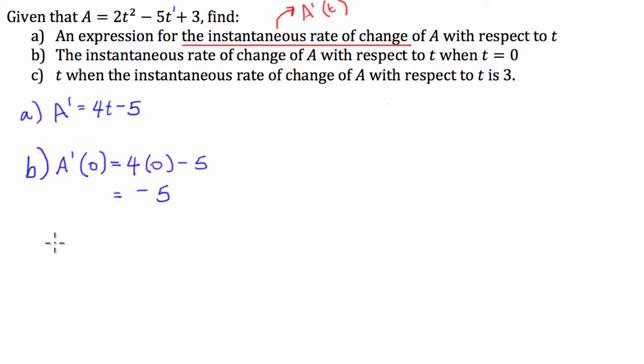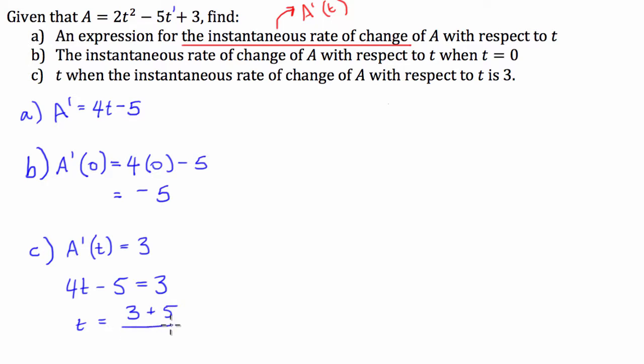Alright, and C, yep, that's all we're doing. C, t when the instantaneous rate of change of a with respect to t is 3. So we have a dash with respect to t has to equal 3. So 4t take 5 must equal 3. We can rearrange this and we're going to have t is equal to 3 plus 5 on 4. 8 on 4 is 2.